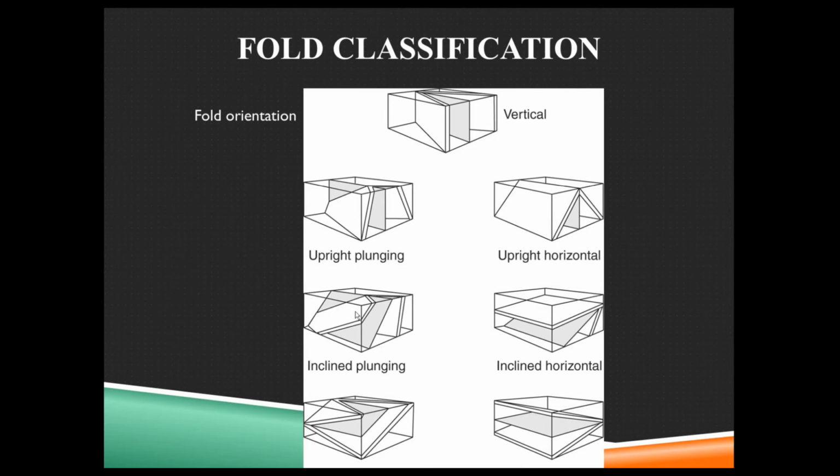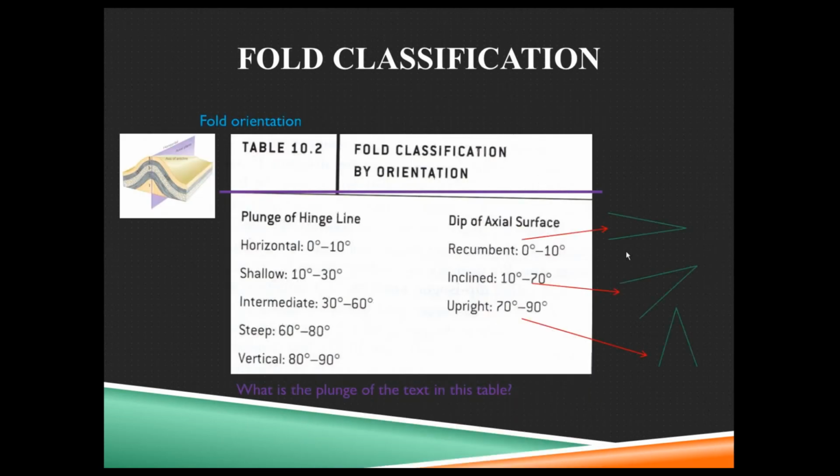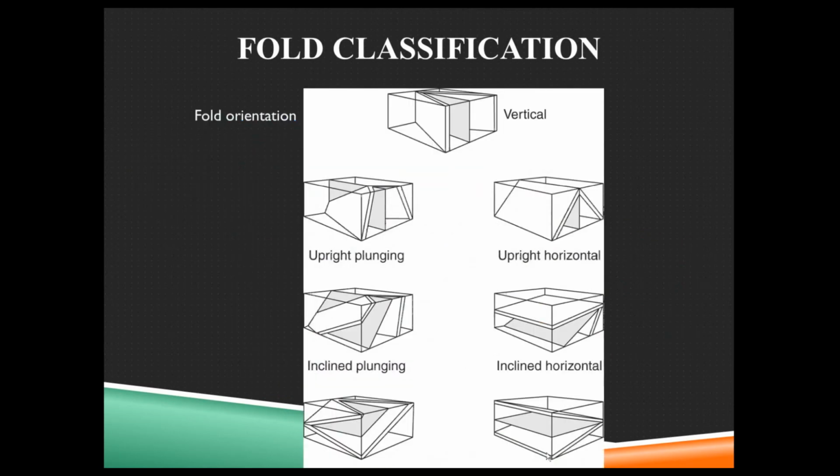So we have an inclined that's plunging, an inclined that's horizontal, and reclined is kind of just an inclined plunging. It's another term for it. It's at slightly different angles, but it's the same thing. It's inclined and plunging. Recumbent, down in the bottom right, is this top one, and this one happens to be a recumbent horizontal. It's not plunging, it's just recumbent.